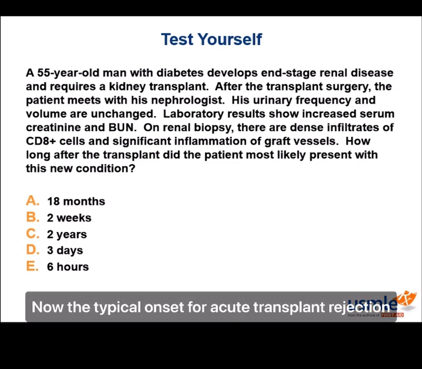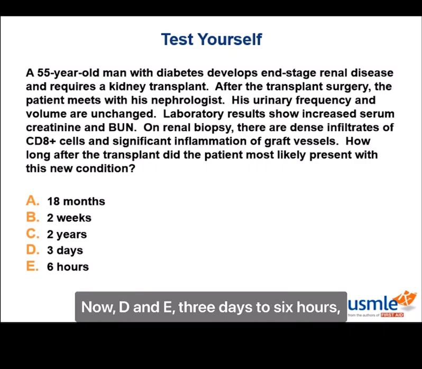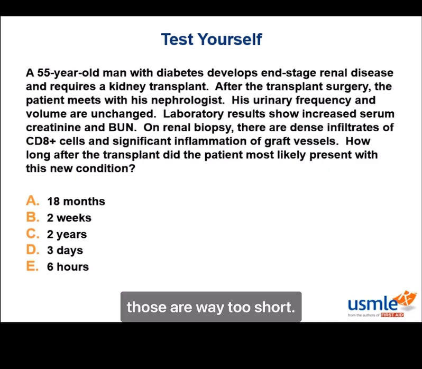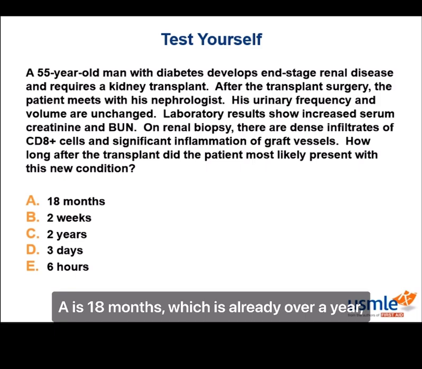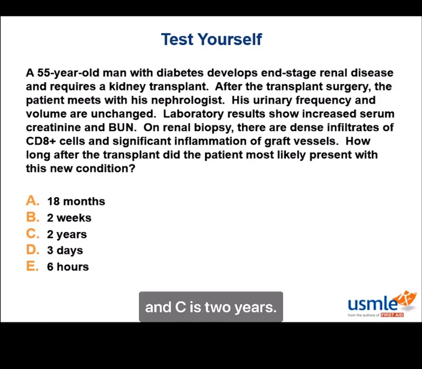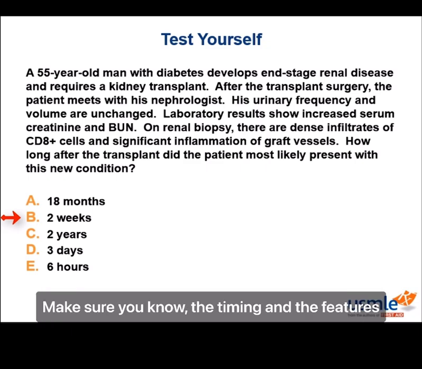Now, the typical onset for acute transplant rejection is what? It's weeks to months. Now, D and E, 3 days to 6 hours, those are way too short. A is 18 months, which is already over a year, and C is 2 years. So A and C are too long. So the correct answer is B, 2 weeks. Make sure you know the timing and the features and pathogenesis for these transplant rejections.